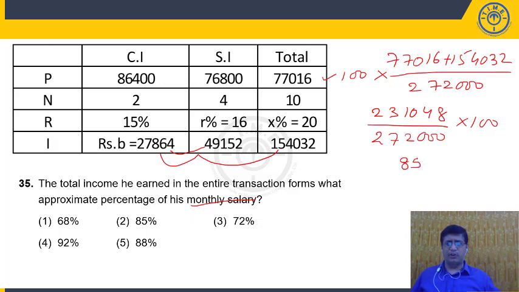It is only a calculation, a simple calculation. So, 231,048 by 272,000. Simplify. Now this is the completion of the session.